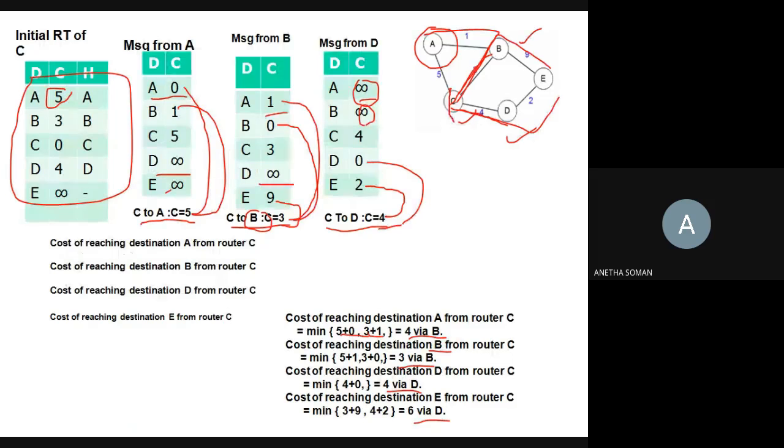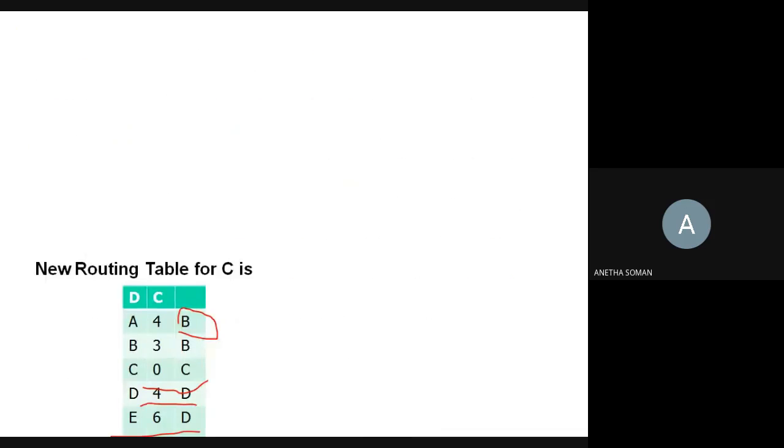So from my router C, I have to reach E, and there are 2 possibilities. From B I can reach, and from D I can also reach, but the minimum cost is through D. So that is the thing. The routing table gets modified once the sharing process takes place. Like this, you have to find it out for all the routers, and you have to check whether it is converging, whether the routing table you have obtained is a stable one or not. Up to that, you have to continue. So this is how the distance vector algorithm is done.